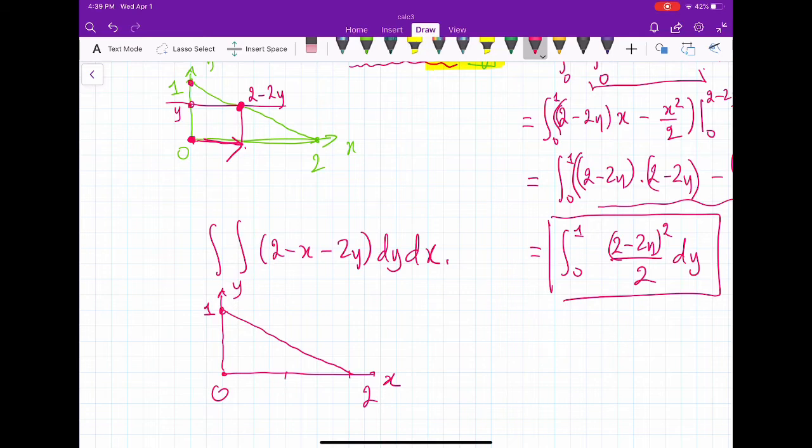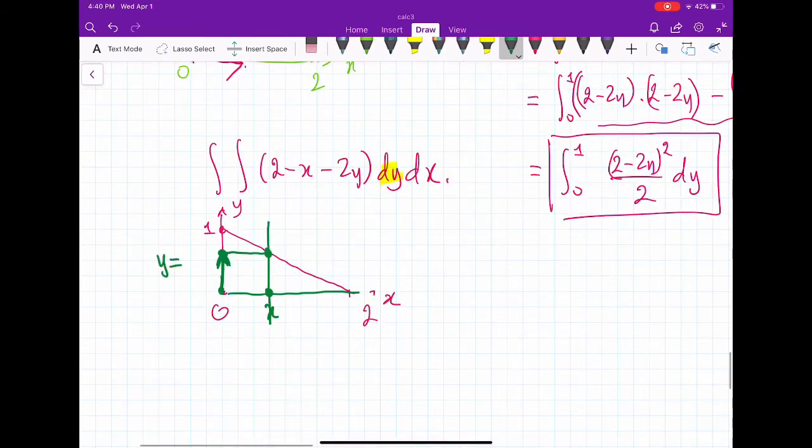Now I fix x because I integrate y first, right? In that situation, x is a constant. Makes sense? So I fix x right here. I make a cut because I fix x. From this picture, y will go from where to where? y will go from 0 to this point. Makes sense? And so I need to find the coordinate of this point.